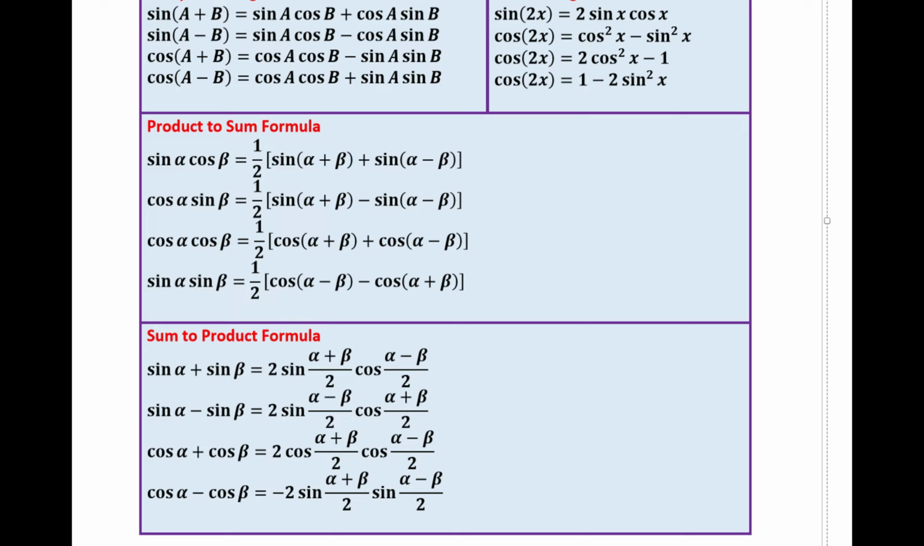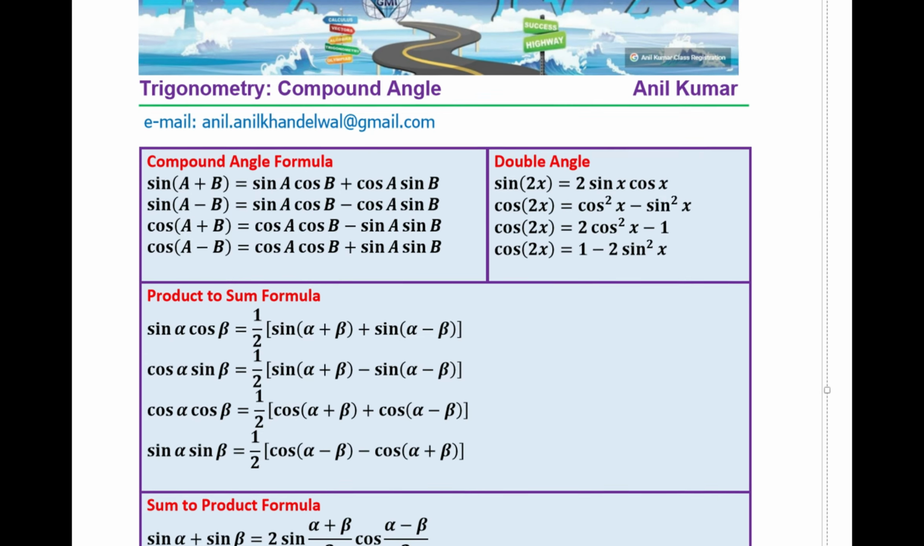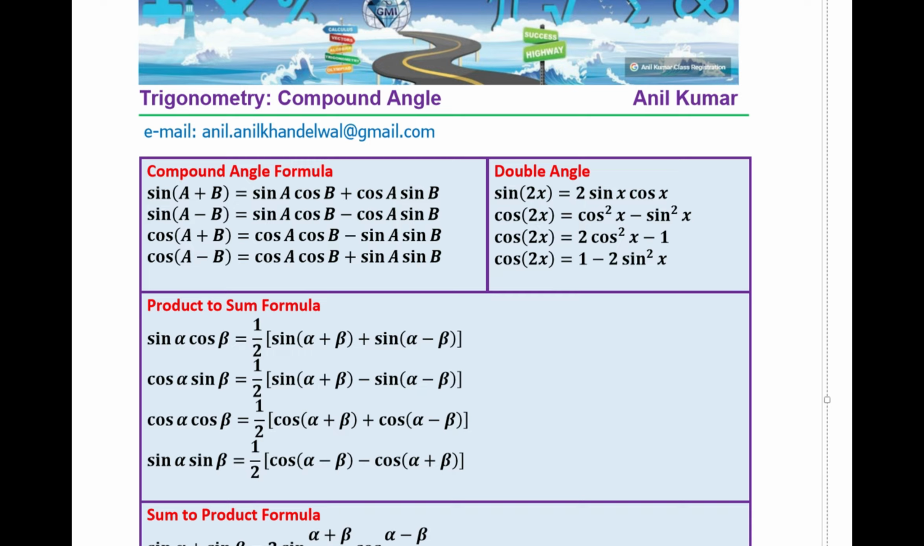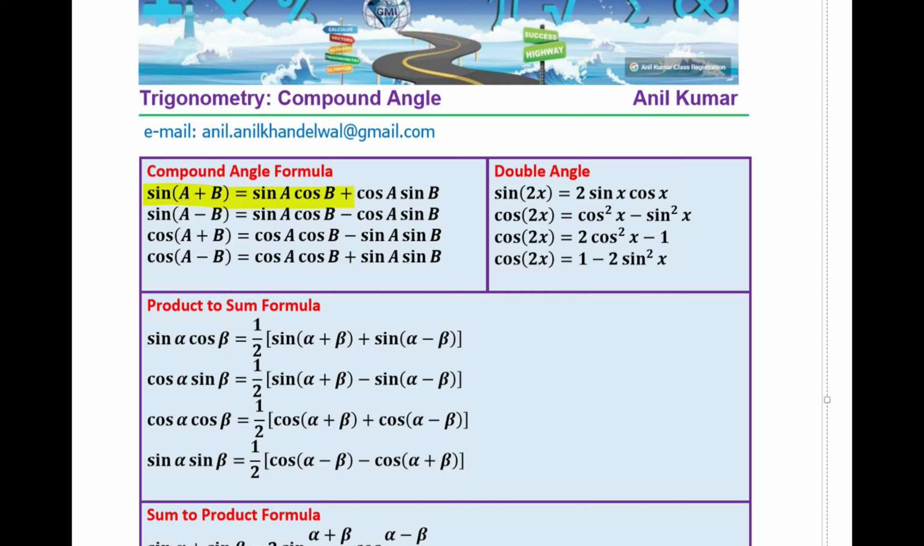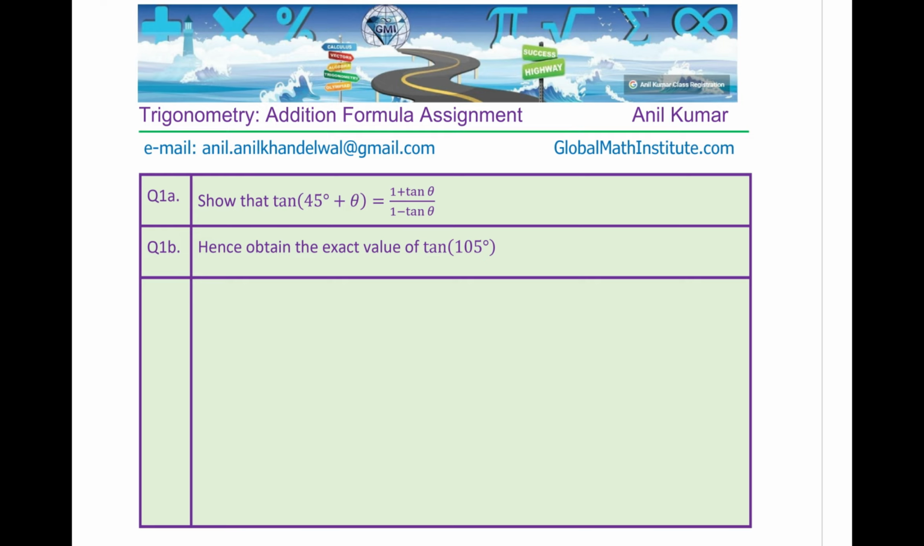So I hope you are almost ready for answering all these questions with the compound angle formulae which are listed here. We are going to use these formulae extensively to answer all the questions mentioned in the beginning. Let's begin with the very first one, which is: show that tan(45 + theta) equals (1 + tan theta) over (1 - tan theta).